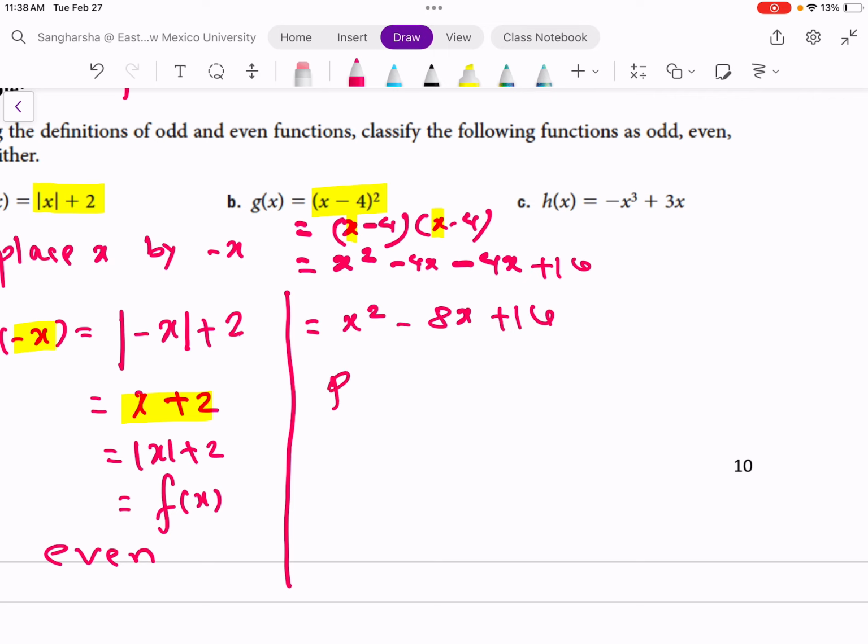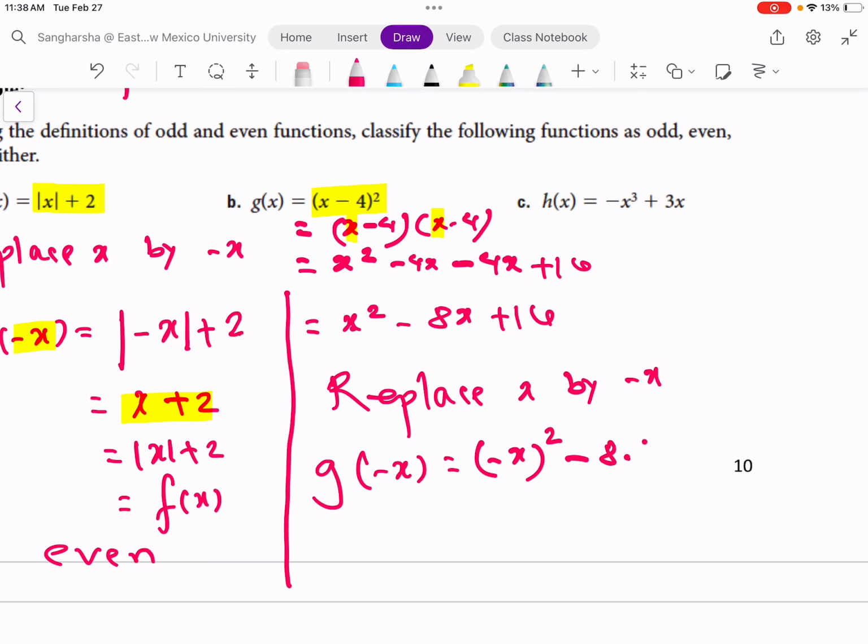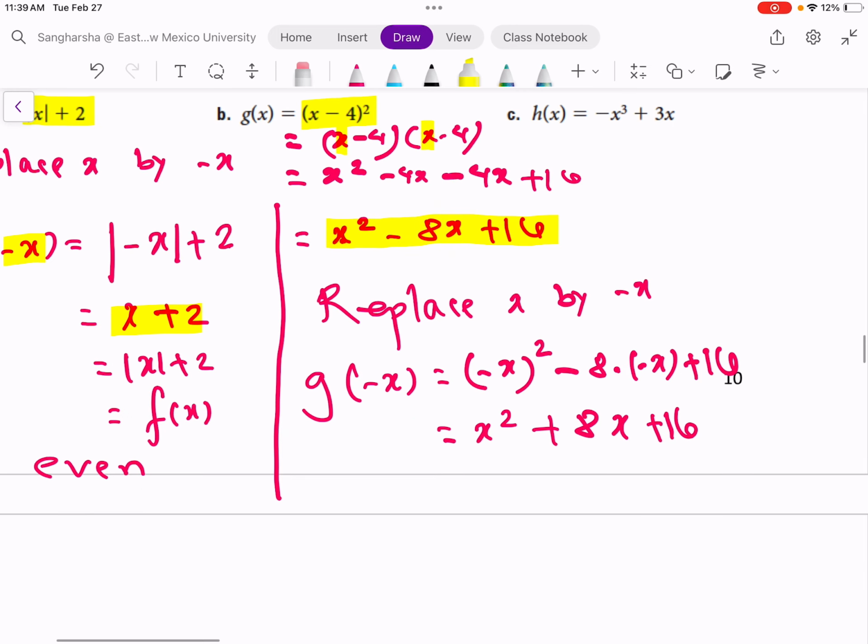Now you replace x by negative x. Let's see what happens. We have g of negative x equals negative x squared minus 8 times negative x plus 16. So negative x squared is positive x squared, and negative 8 times negative x is positive 8x, plus 16. Now are these two the same thing? We have x squared minus 8x plus 16, and x squared plus 8x plus 16. These two are not the same. So this is not an even function.